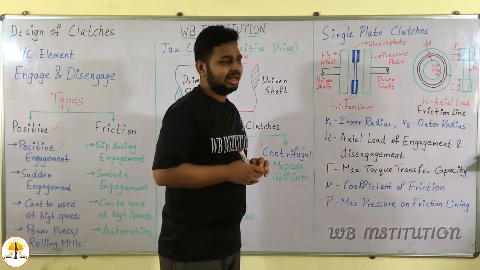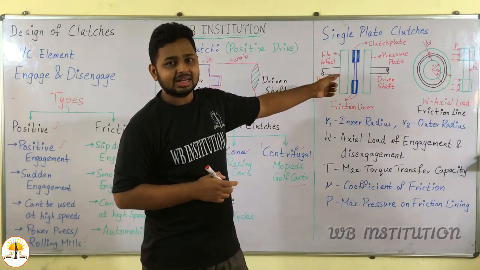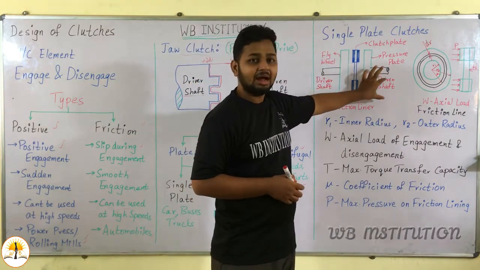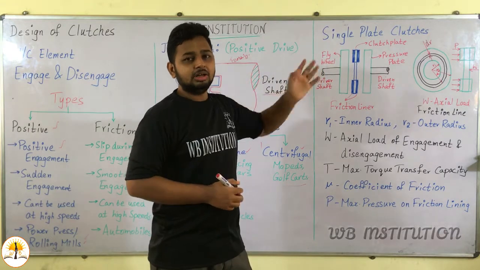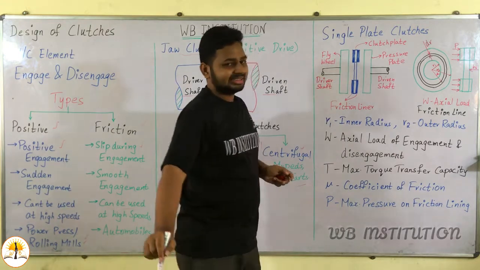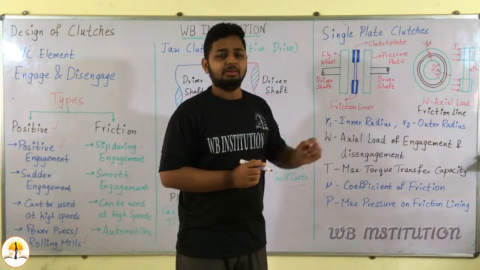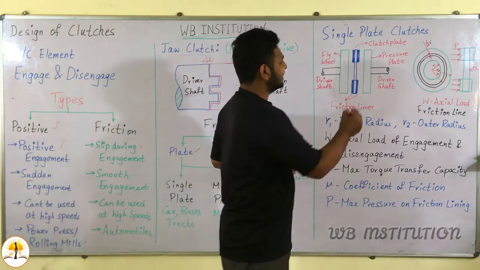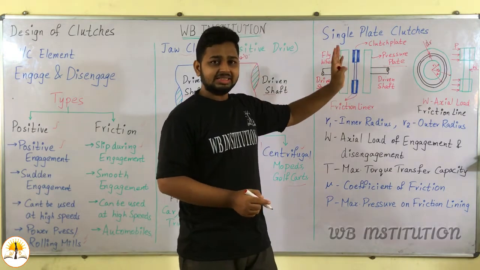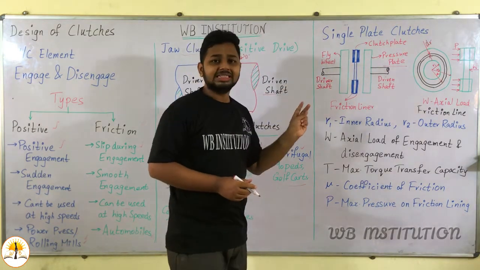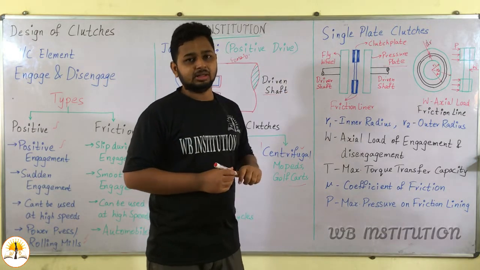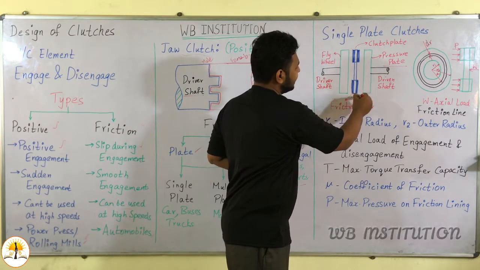In this single plate friction clutch, we can see in the diagram the construction of a single plate clutch. There will be a driver shaft and a driven shaft. In between these two shafts, two plates are fixed. The plate fixed to the driver shaft is known as a flywheel, and the plate fixed to the driven shaft is known as a pressure plate. In between these two plates, there is a plate which is used to transfer the motion from driver shaft to driven shaft, that is the clutch plate.